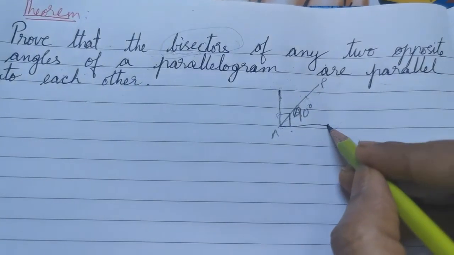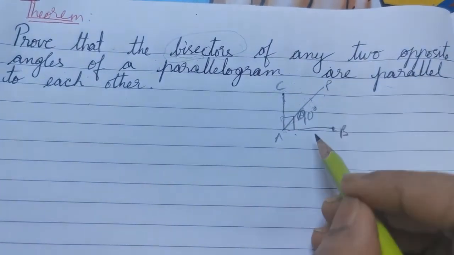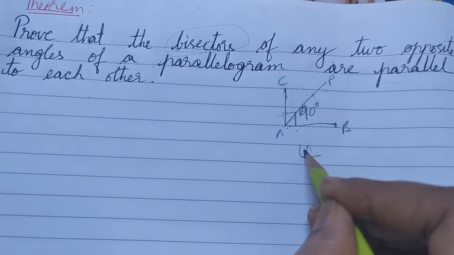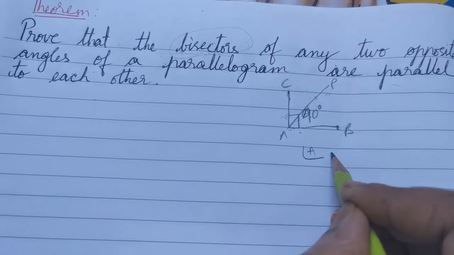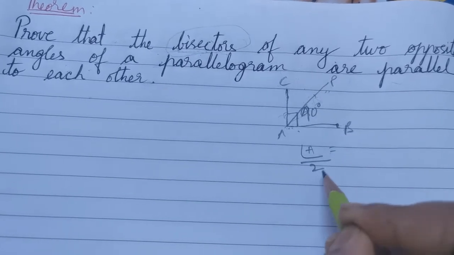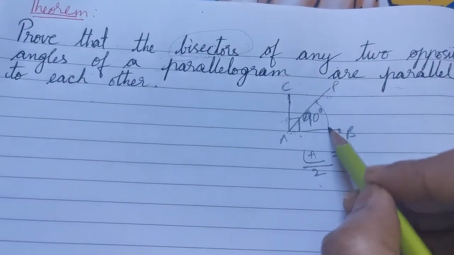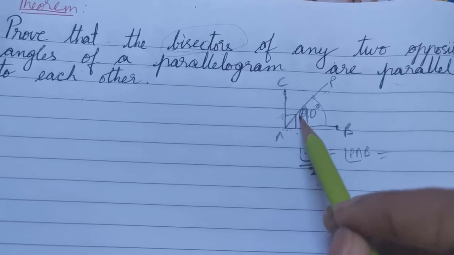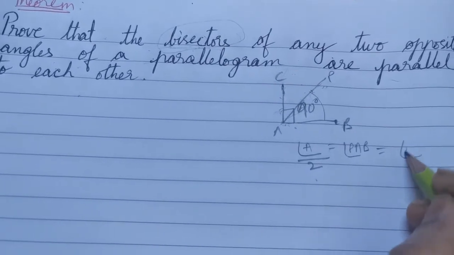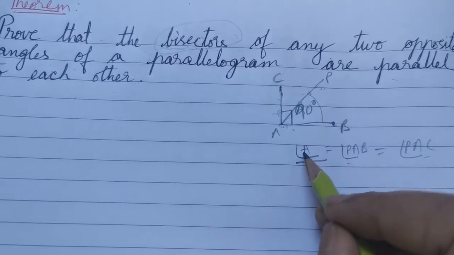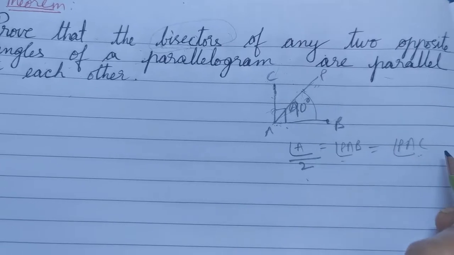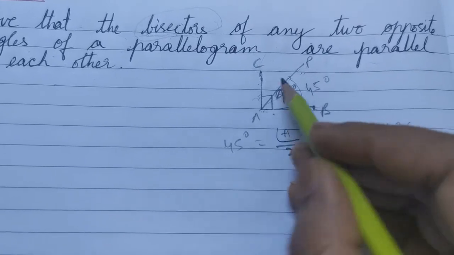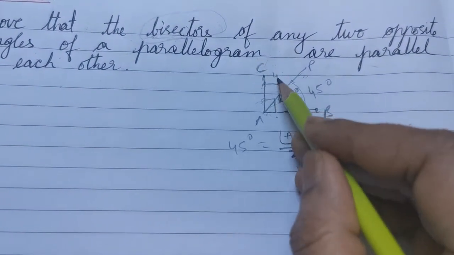So let me name this as B and this as C. So AP will divide angle A into two equal parts. Half of angle A will be angle PAB, and the other half will be PAC. So these two halves will be equal. So if angle A is 90 degrees, the two halves will be 45 degrees each. So PAB will be 45 and PAC will be 45.